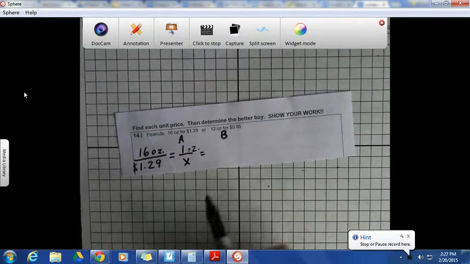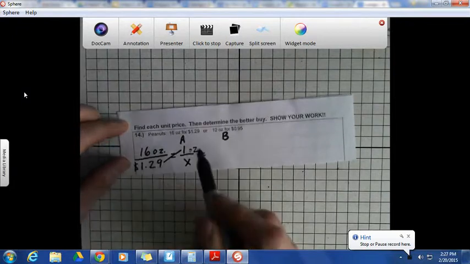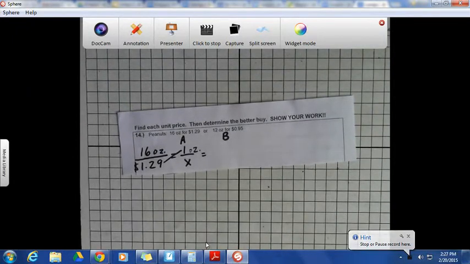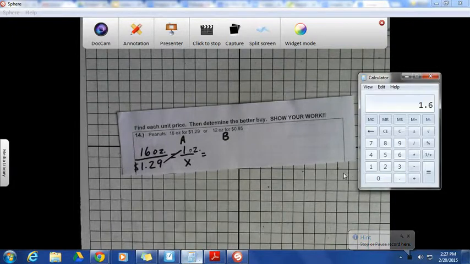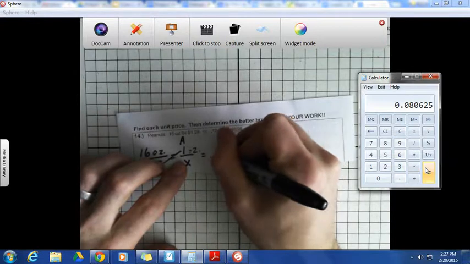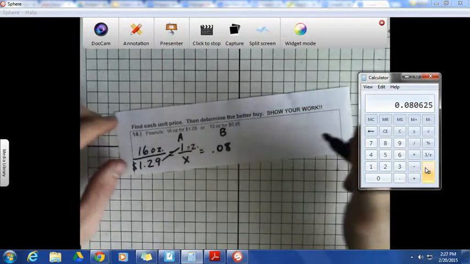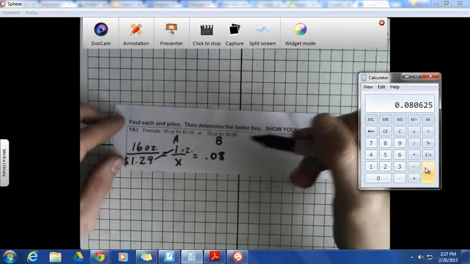To solve this, we have a proportion, so we're going to cross multiply and then divide by our leftovers. So I'll do that on the calculator. 129 times 1 is just 129. So we're going to divide 129 by the leftovers. 129 divided by 16, and we get 0.08. So our answer is 8 cents. So that's the first unit rate, and that is brand A, 8 cents.